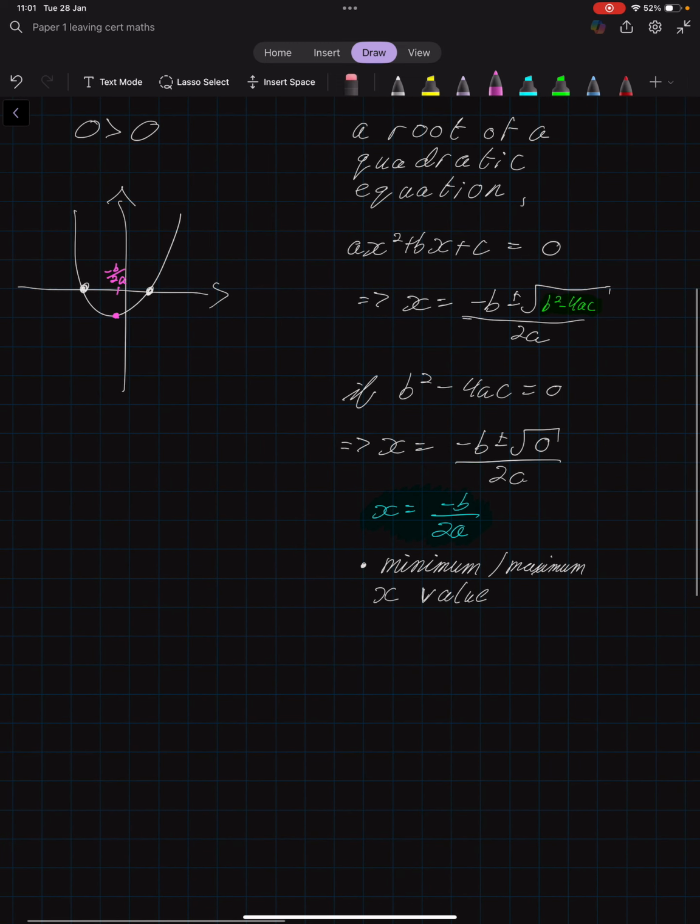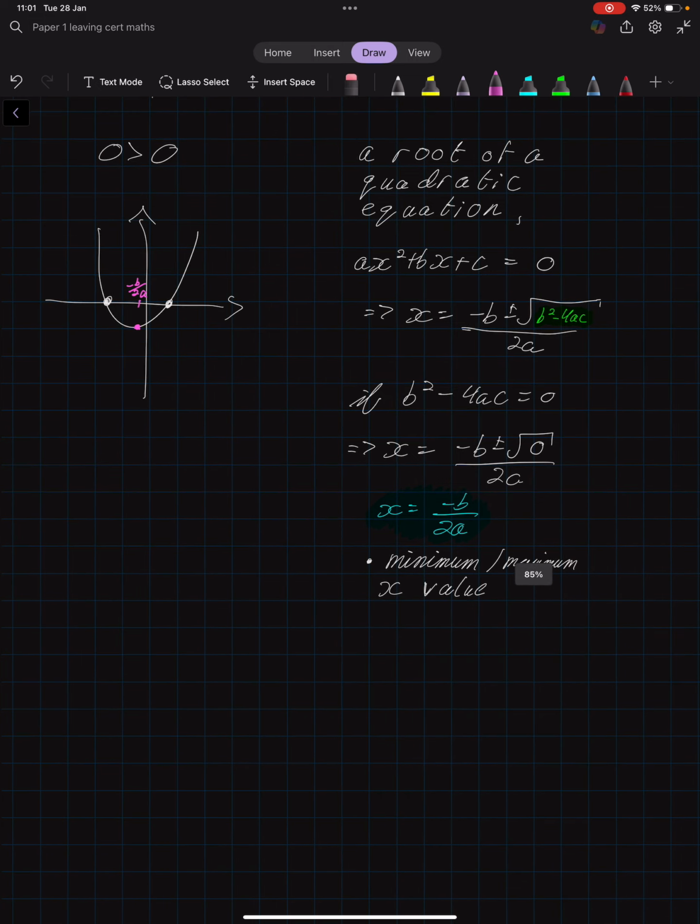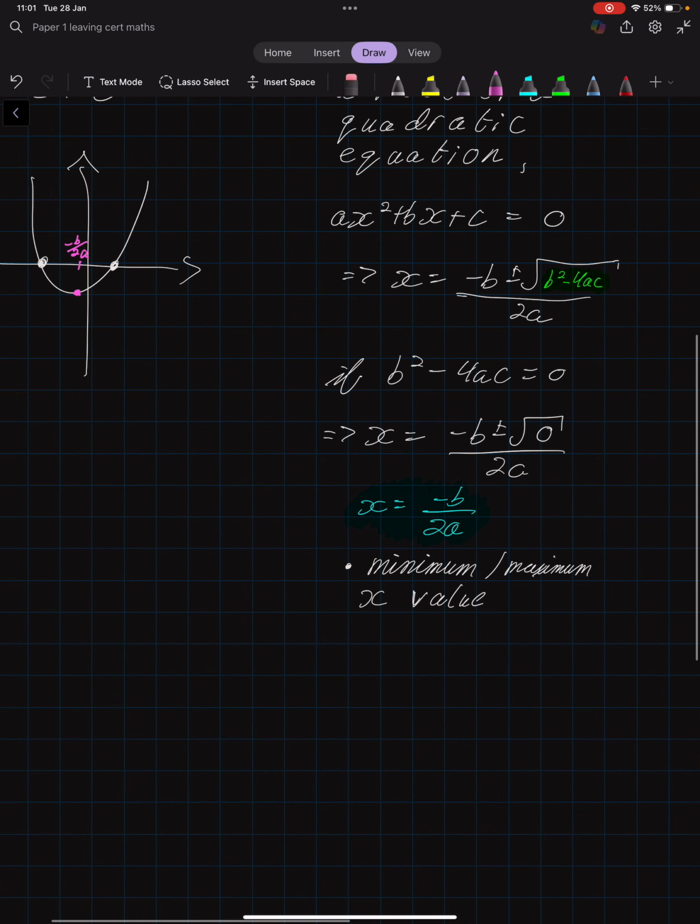Also, another thing is that quadratics are always symmetric, and they're symmetric about the minus b over 2a point. So if you cut a line down at minus b over 2a and fold the quadratic over, it would fold over on top of itself perfectly.